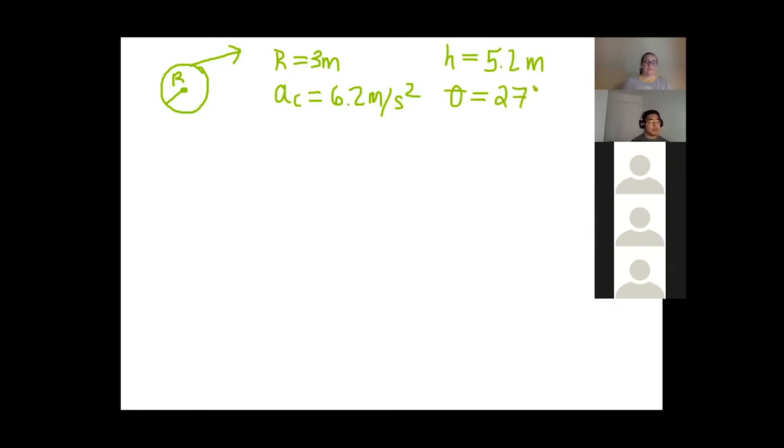Okay, so given this information, Bhavdeep, where do you think we would start with this problem? We're already given the centripetal acceleration, so I believe we could use that formula to find out the velocity with which it's released.